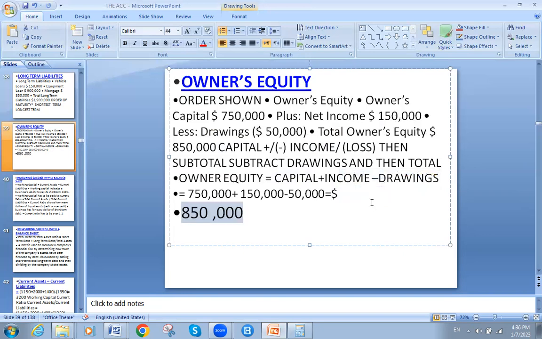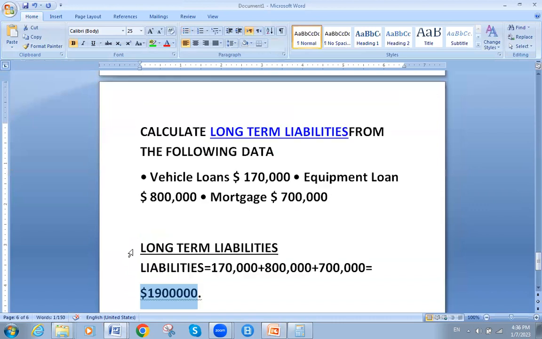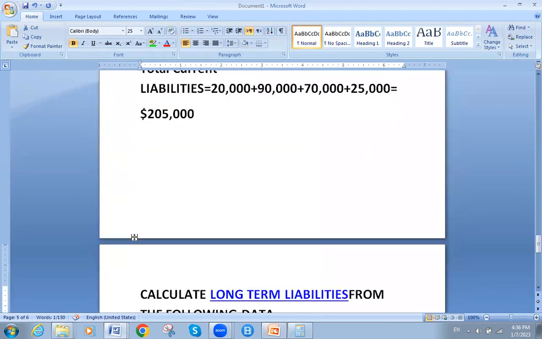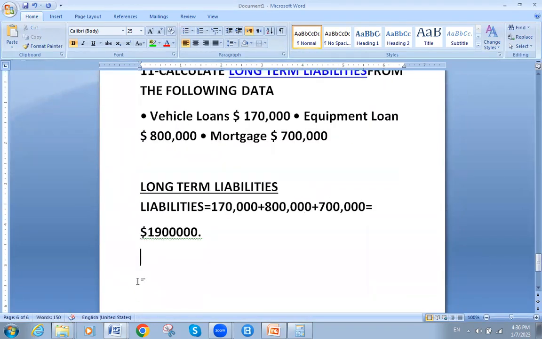That is the owner's equity. So we'll take an example now for this one as well. Before we move to the next idea, I will give you an example. This was exercise 11. Now we'll go to exercise 12.